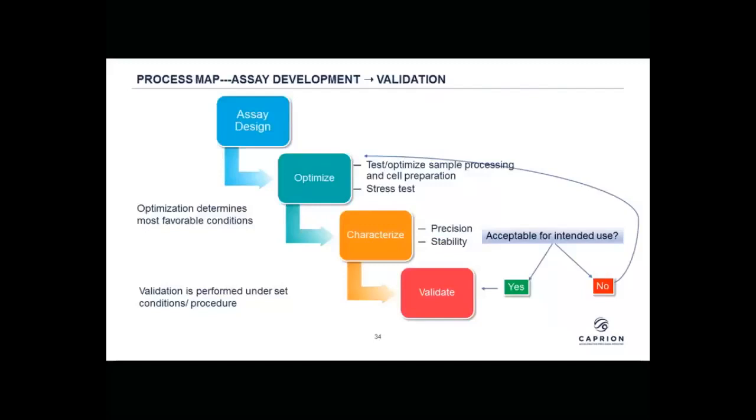So the process map overall from assay development to validation is as follows. You would design your assay, and then you want to optimize it. So you want to determine the most favorable conditions for running that assay, and you want to stress test it. Once you've done that, you want to do a preliminary characterization, look at your precision and your stability, and then ask the question, are these data acceptable for the intended use? If yes, then you get to go ahead and go into validation. If no, then you need to go back and re-optimize or maybe even redesign the assay altogether.